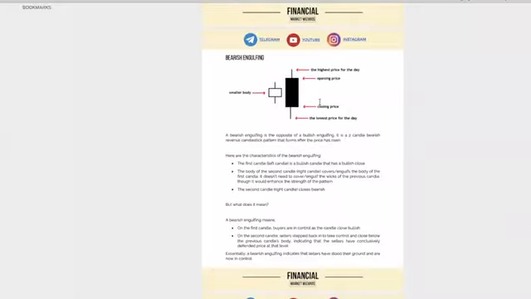So let's move on to the last pattern. After the last pattern, I will share with you the essence of identifying these patterns, which is the most important part of this video. So, a bearish engulfing pattern is just the opposite. It's the same idea, just the opposite.